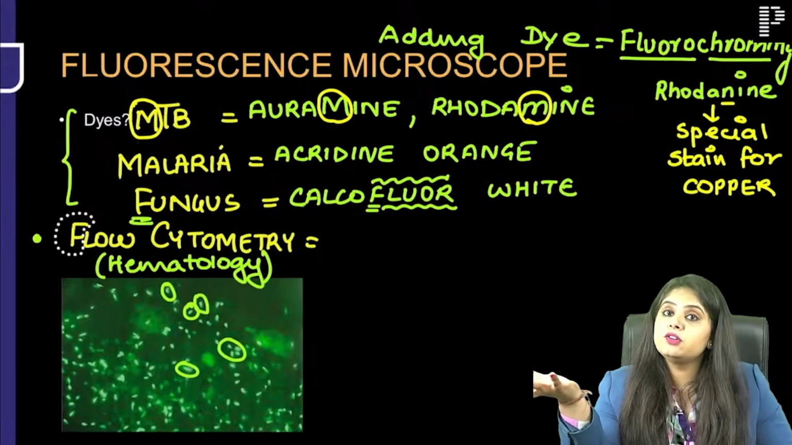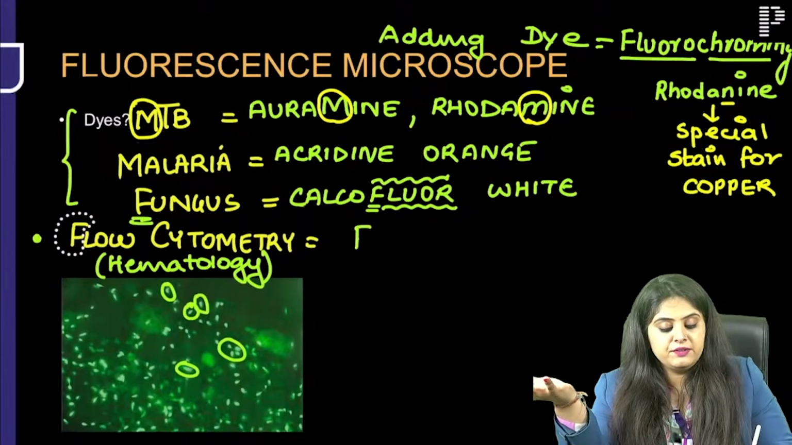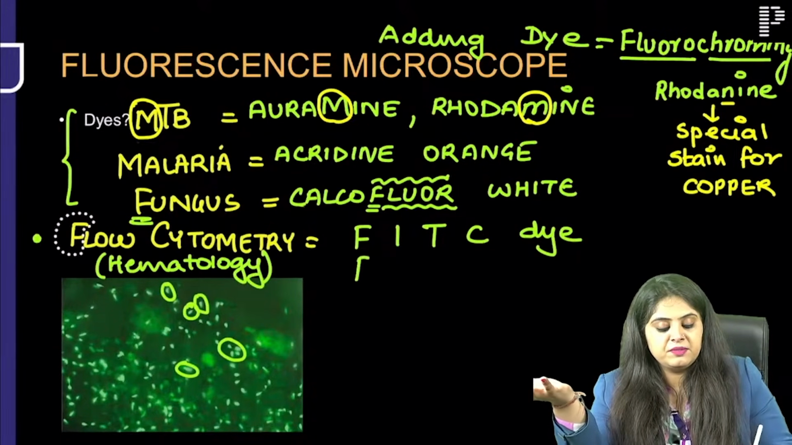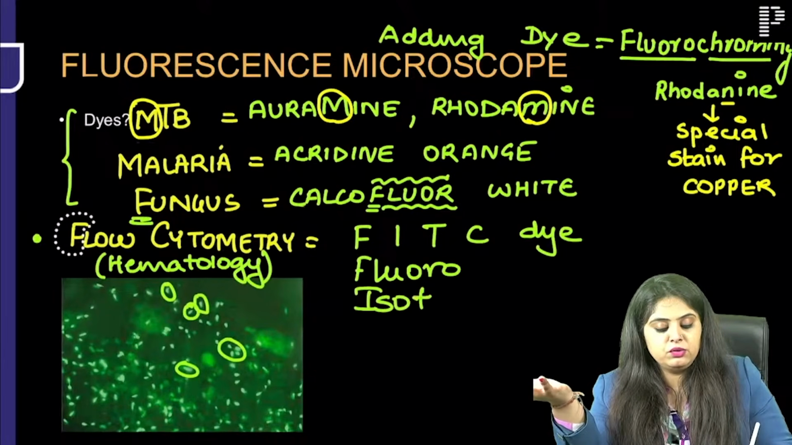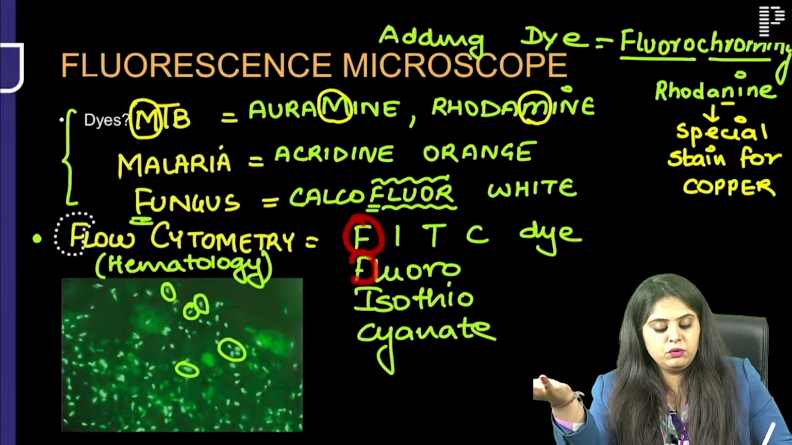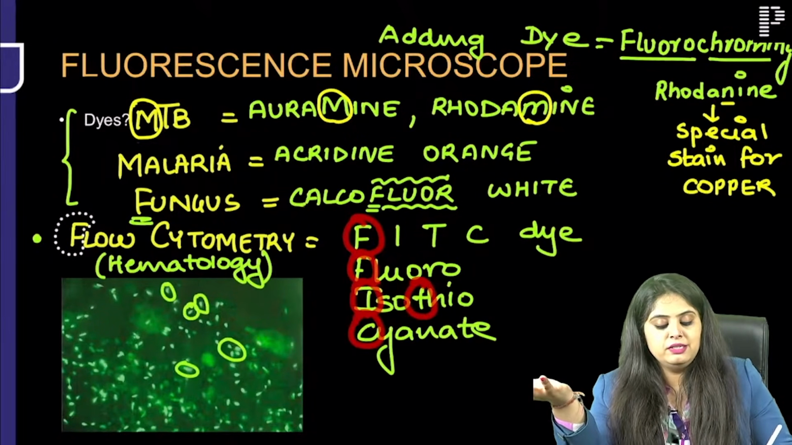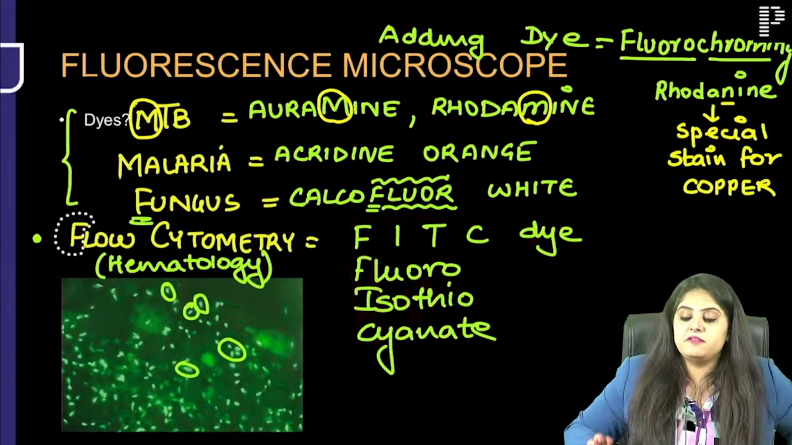In flow cytometry also you use a fluorescent dye. The name of that fluorescent dye is going to be FITC. FITC stands for fluorescein isothiocyanate. I'll repeat it for you. It is FITC, meaning fluorescein isothiocyanate. Together we make it FITC.